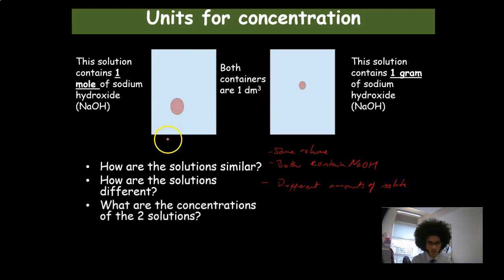Now, in terms of the concentration of the two solutions, this one over here has 1 mole in 1 decimeter cubed, so it's simply 1 mole per decimeter cubed. But this one's really complicated because it's got 1 gram. If we want the unit in moles per decimeter cubed, we have to work out how many moles are in a gram. For that we need the Mr. The Mr for sodium hydroxide is 23 plus 16 plus 1, which is 40.